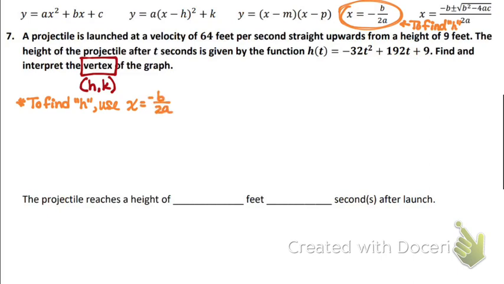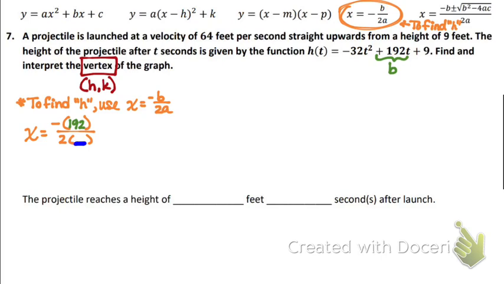That'll find the first piece. All right, so if I have x equals negative b, what are we going to put in the place of b? Which of these numbers over here in the equation is b? 192 is my b value, so that goes up in my numerator, 192.